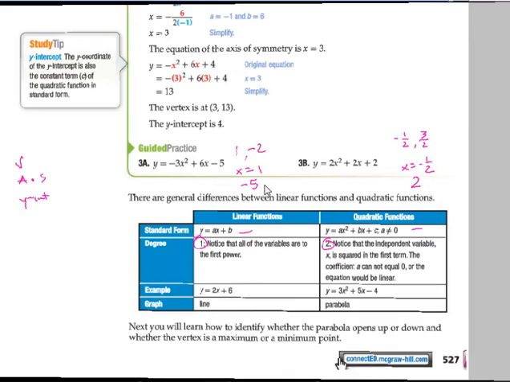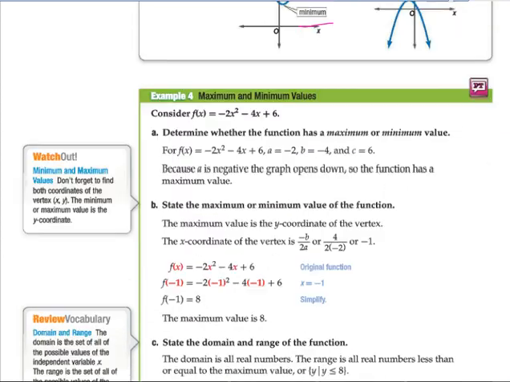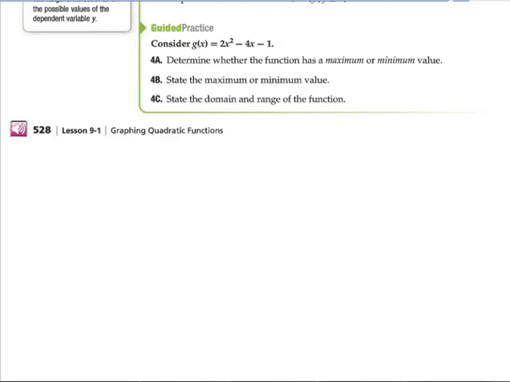Okay, now we're going to talk about whether or not they open up or down, and this really just comes down to the a. If a is positive, it opens up and it has a minimum. If a is negative, it opens down and has a maximum. Okay, that's really it. So we'll do this one together because this stuff's really simple. Let's go ahead and take a look.